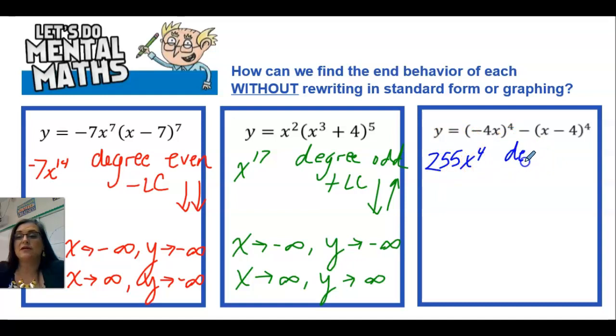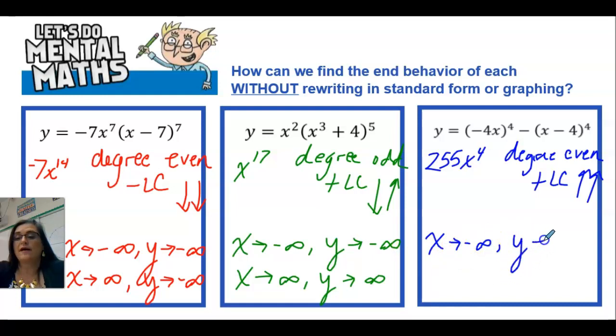So my degree is even, and my leading coefficient is positive. So an even degree and a positive leading coefficient, both ends are facing up. So as x approaches negative infinity on the left, the y is headed up to positive infinity. And then as x approaches positive infinity on the right, the y is still headed up to positive infinity.